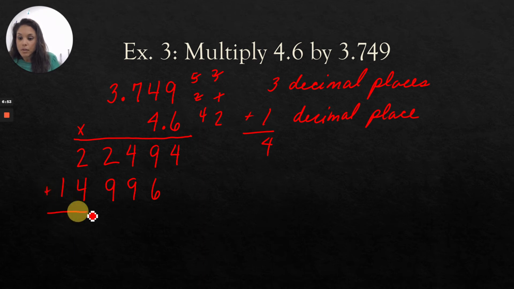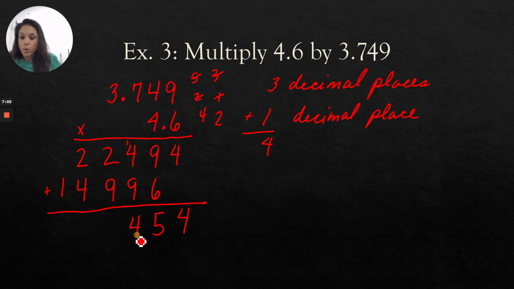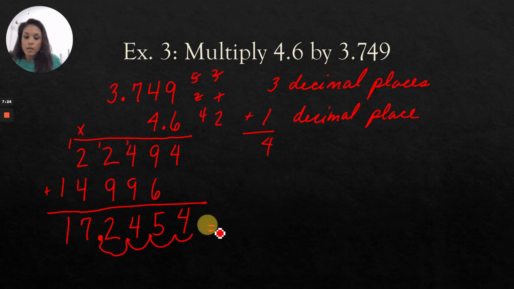Add this together. I have 4. 9 plus 6 is 15. Make a 10. 1 plus 9 is 10, plus 4 is 14. Make a 10. 1 plus 9 is 10, plus 2 is 12. 4 plus 2 is 6, plus 1 is 7, and then 1 plus 0 is 1. Now I've got 4 decimal places I need to bring over. So 1, 2, 3, 4. This is my number here.